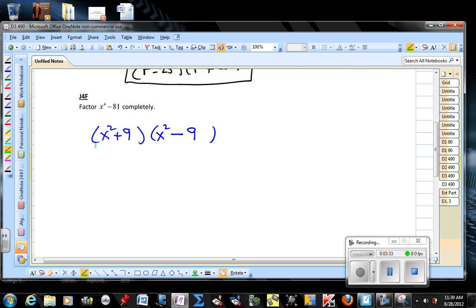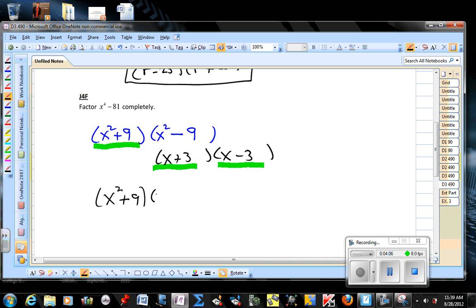Okay. We can't factor x squared plus 9 anymore. That's a sum of two squares. There's no factoring technique that'll work involving real numbers. But we can factor x squared minus 9 some more. What multiplies to x squared is x times x. What multiplies to negative 9 but adds to 0? Now positive 3 and negative 3. So see, this expression can be written as 3 factors. We can call this x squared plus 9 times x plus 3 times x minus 3.